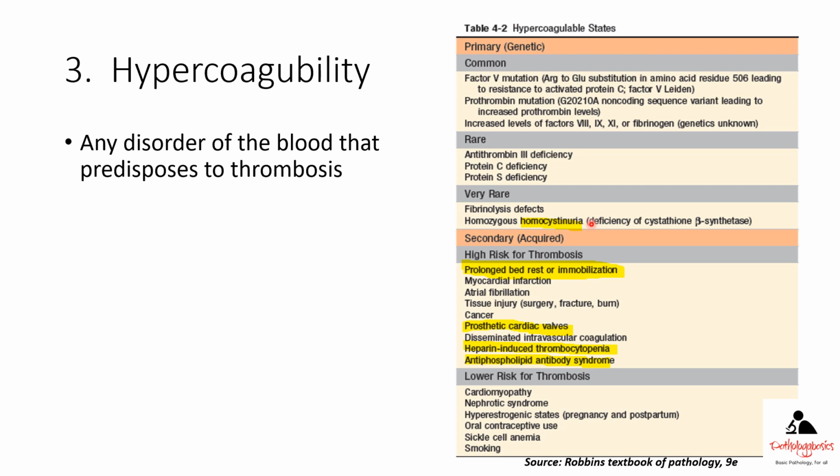Acquired hypercoagulable states we know are few. Let's see. Prolonged bed rest or immobilization. We know when the person is immobilized, there is increased tendency for thrombosis in his leg veins. That is called deep vein thrombosis. Prosthetic cardiac valves can cause increased thrombosis on the valves itself. I'll be teaching you two syndromes, heparin induced thrombocytopenia syndrome and antiphospholipid antibody syndrome. In both these syndromes, there is increased thrombotic tendency. So let's see these two syndromes first.